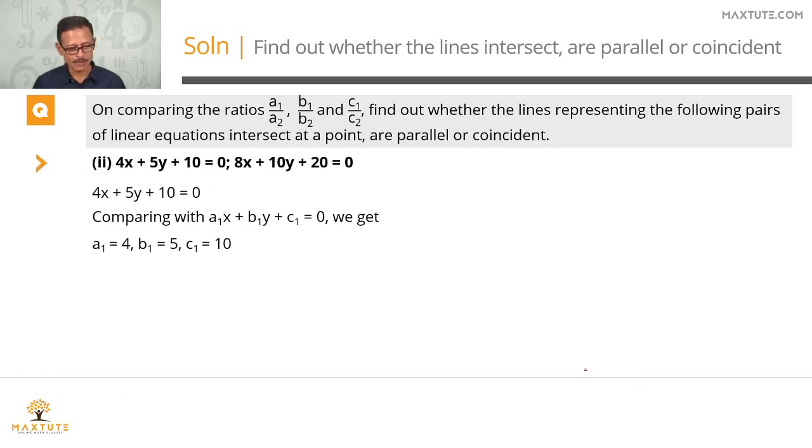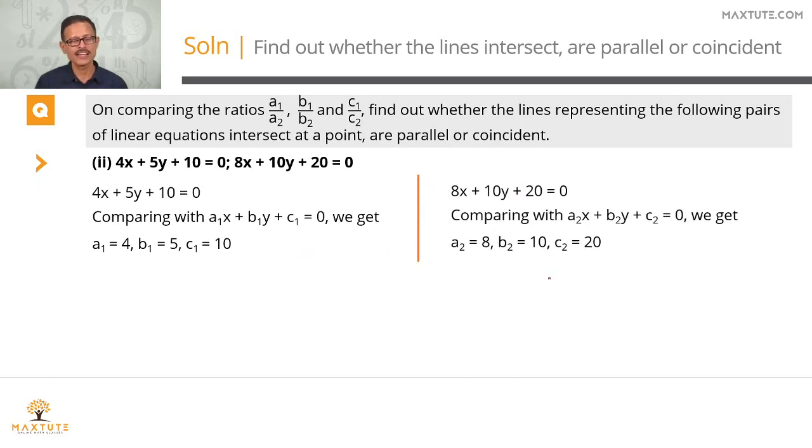So move on to the second example. Part 2 has two equations. 4x plus 5y plus 10 equals 0. So a1 is 4, b1 is 5, c1 equals 10. Correspondingly, a2 is 8, b2 equals 10, and c2 equals 20. Quickly find out a1 by a2, b1 by b2, c1 by c2. Pause the video at this stage probably, compute the answer, find out what kind of solution, and then come back to the video. Did you do it? We'll quickly run through that here.